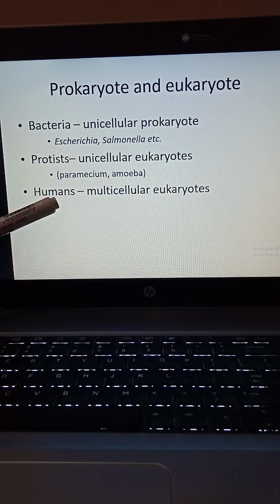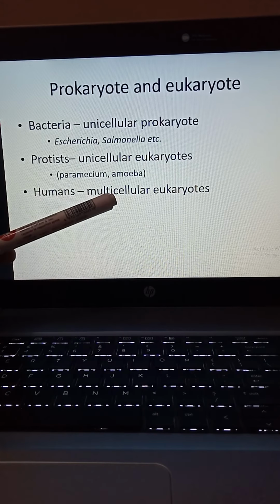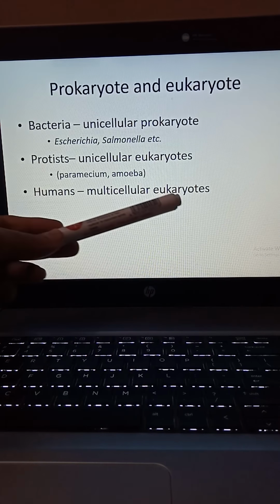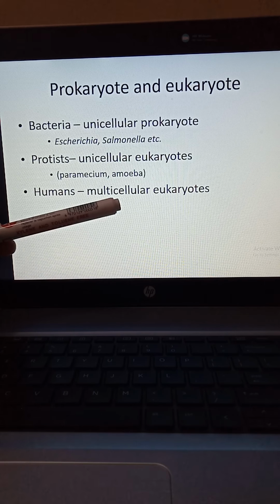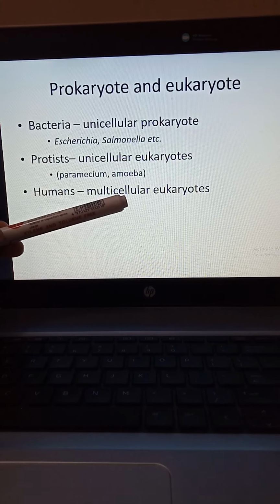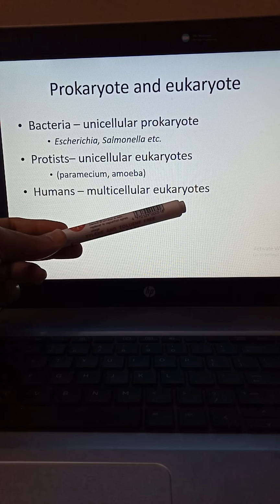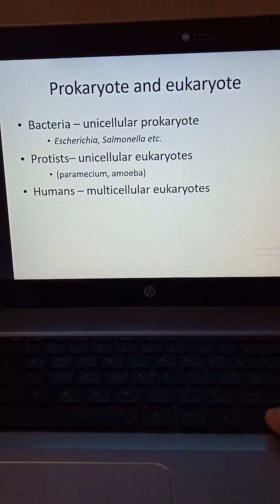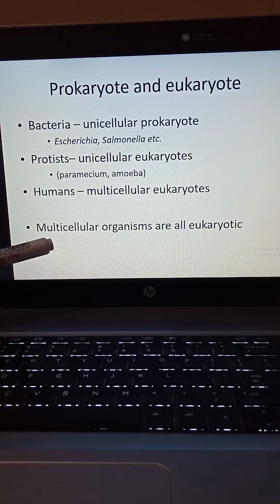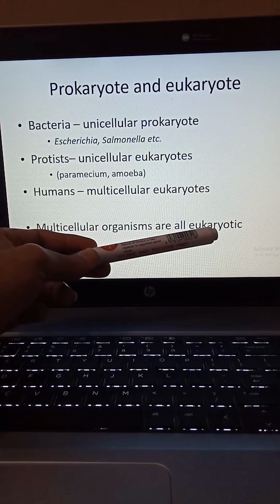then human beings. So all humans, plants, and other animals, if they are multicellular, of course, they all are eukaryotes because they are composed of many cells. Every single cell in a multicellular organism contains a nucleus and other organelles, so they are eukaryotic type cells. As defined here, multicellular organisms are all eukaryotic.